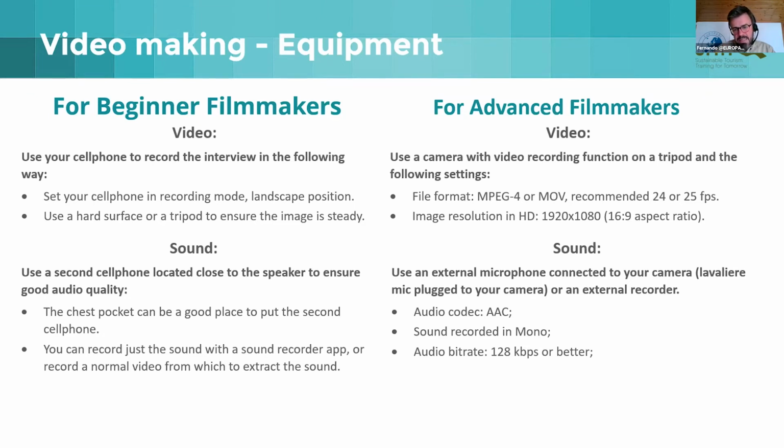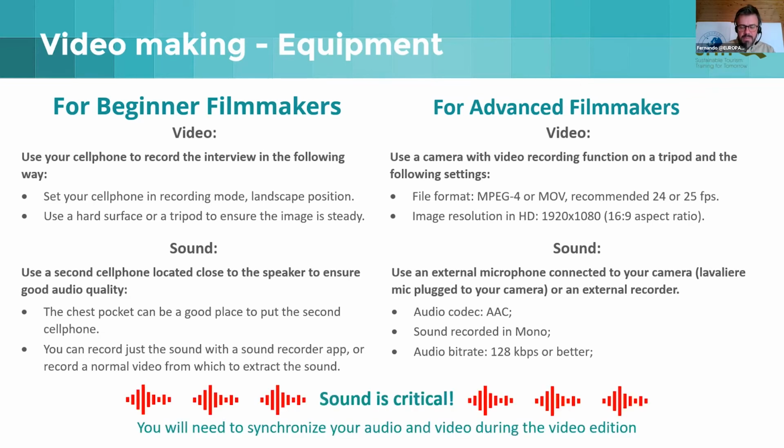And for sound, we recommend a microphone plugged into your camera and the settings that you can see here. Audio codec AAC, recording mono, 128 kilobytes per second or better. Really technical thing. You don't need to know all of this on the right, but if you are into video making, you may be familiar or like this. Sound is critical again. You will need to synchronize your sound, but really it's worth the effort to record sound separately from the video, okay?